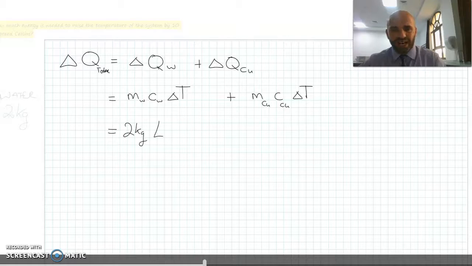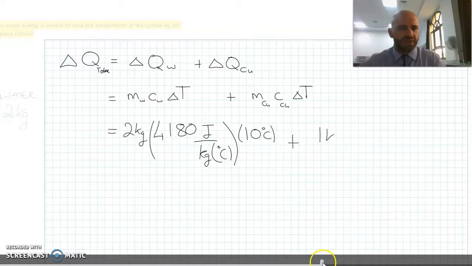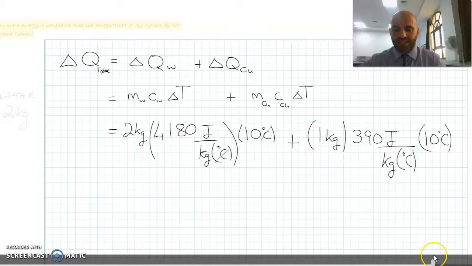So that means I can start putting in some numbers. I've got 2 kgs of water. The specific heat capacity is 4180 for water, I've got 10 degrees. Then I do the same thing for copper. This time I only got 1 kg of copper, only 390 joules per kg per degree Celsius for the copper, and a change in temperature of 10 degrees Celsius.